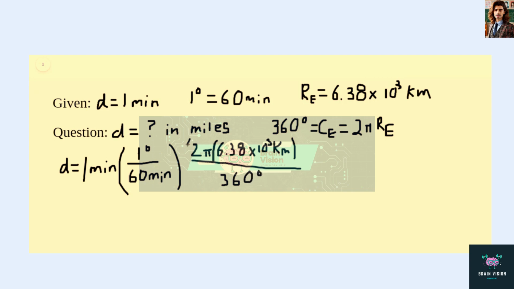Okay, so now if we carry out this operation, we have it from units of minutes now into units of kilometers, but we're asked for units of miles. So the last thing we're going to do is convert this to units of miles by using the fact that 0.621 miles is in every kilometer.